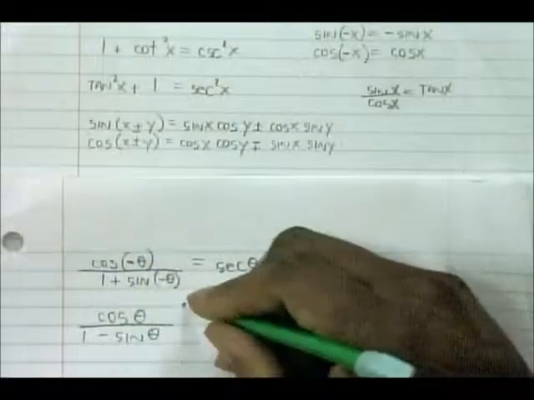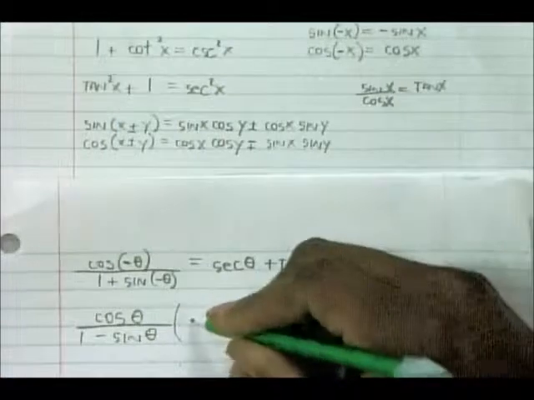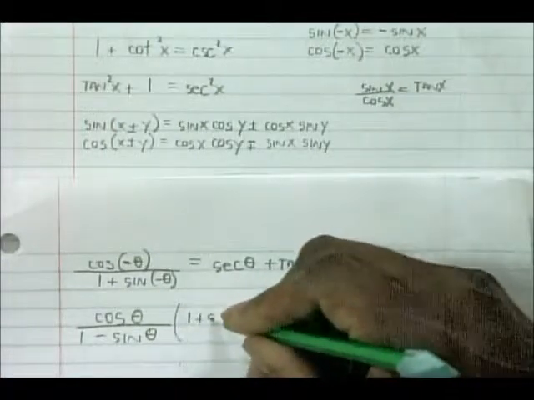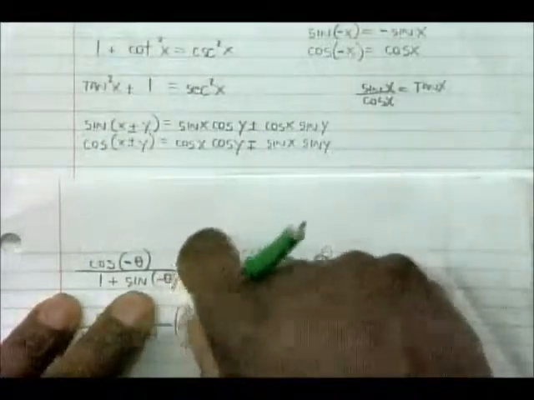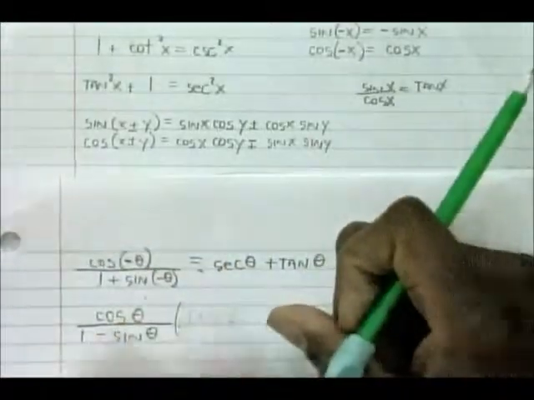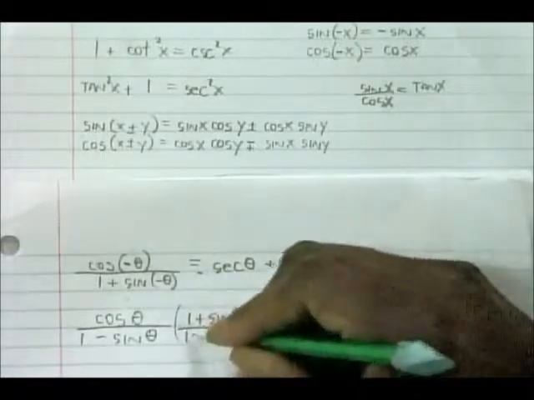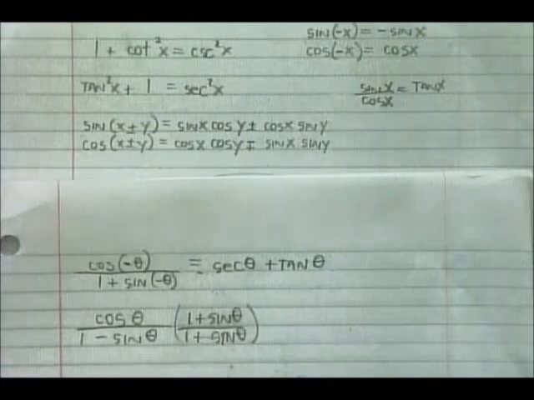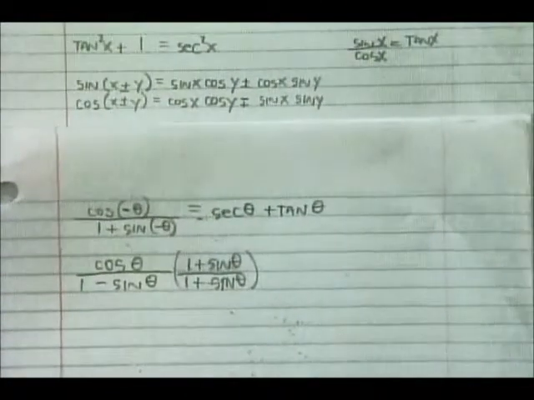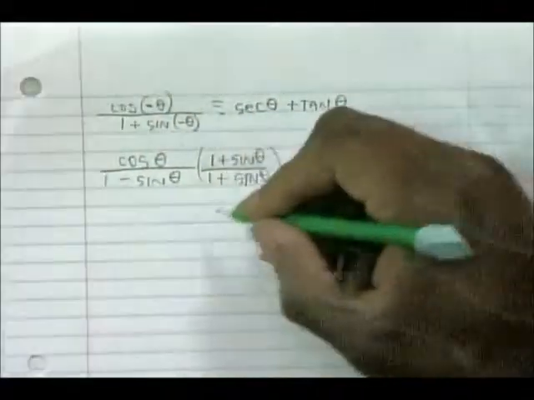All right, so in the past what I've done is I've multiplied this entire expression by 1. So if I multiply this by 1, rewriting 1 as (1 plus sine theta) over (1 plus sine theta). Anything over itself is just 1. So I'm multiplying my problem by 1.